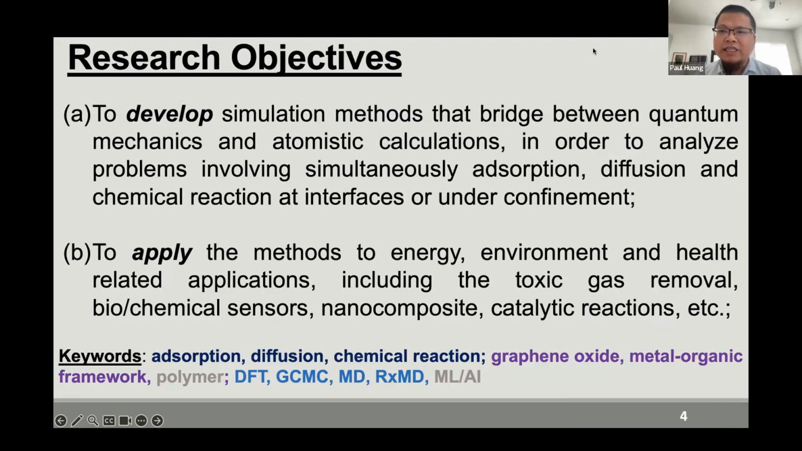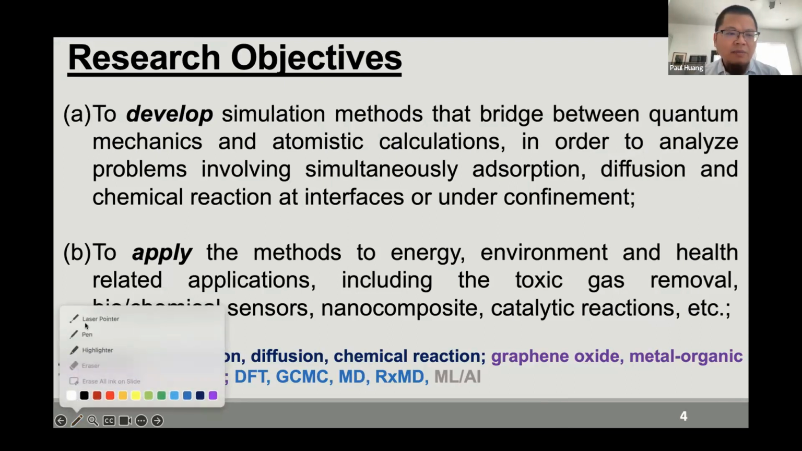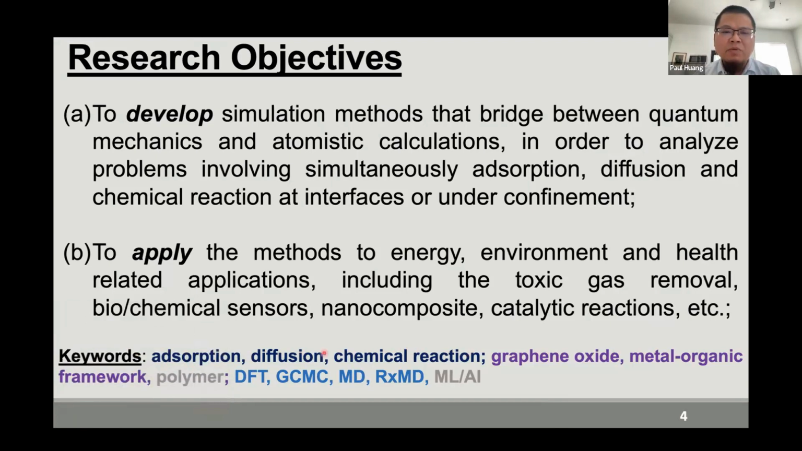If you check the keywords I have here, I'm using three different colors. Number one is the keywords from our engineering domain. We have been interested in understanding simultaneous adsorption, diffusion, and chemical reaction for those applications. At the same time, we are interested in engineered materials, for example, graphene oxide, metal organic frameworks, and most recently, moving a little towards polymer materials. And then the last set of keywords is regarding the computational methods. We combine ab initio DFT calculation, Monte Carlo for adsorption, MD for diffusion, and of course reactive molecular dynamics for larger scale reactive systems.